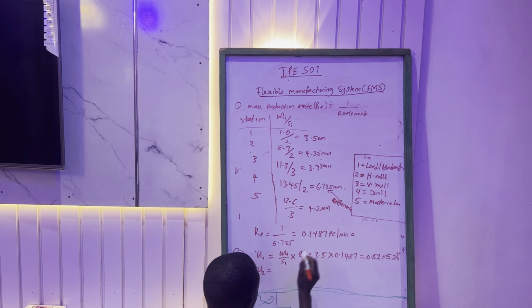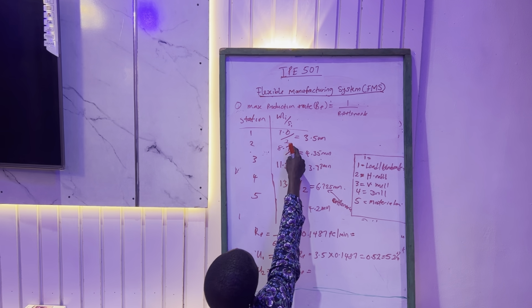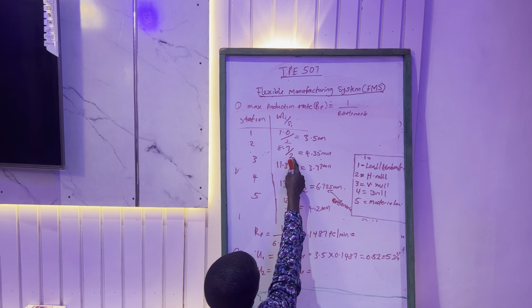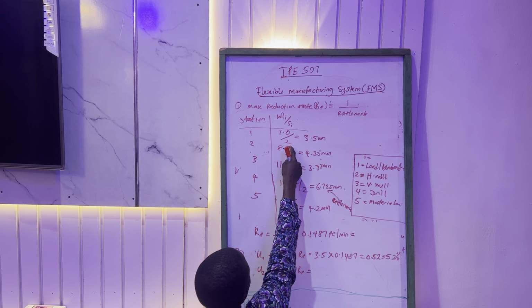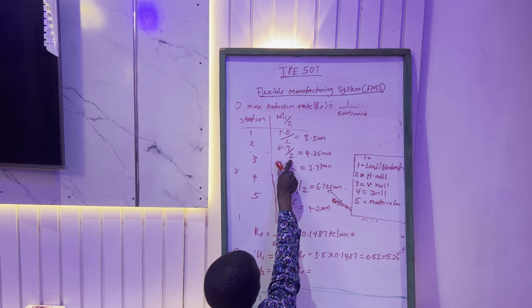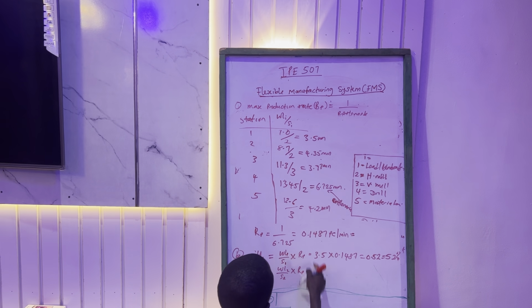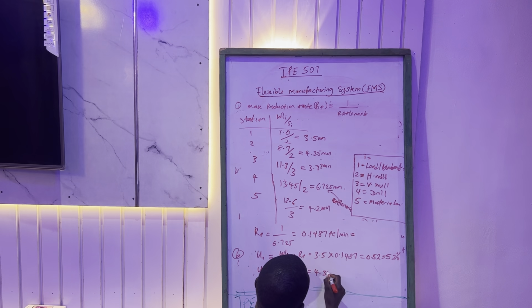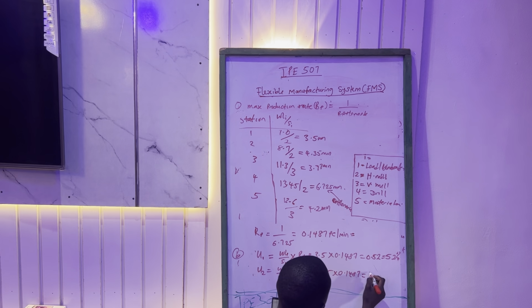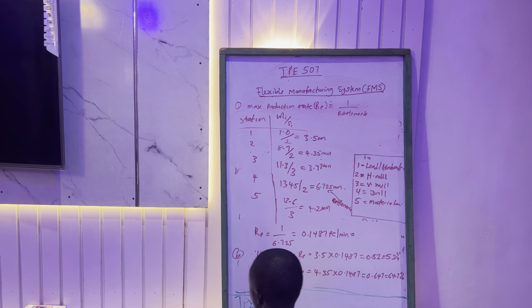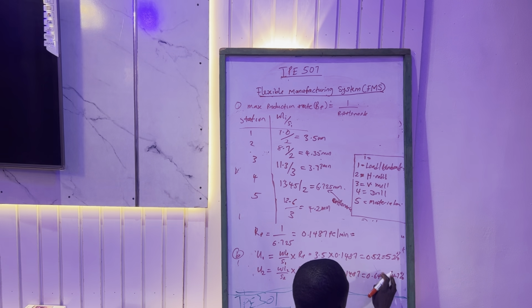For machine 2, that would be WL2 over S2 times Rp. WL2 over S2, which is the operating time for machine 2 over the number of servers, which is 2. So we've got 4.35 times 0.1487. And that gives 0.647, which is equal to 64.7%. Actually this will be 68, so say 64.8%.